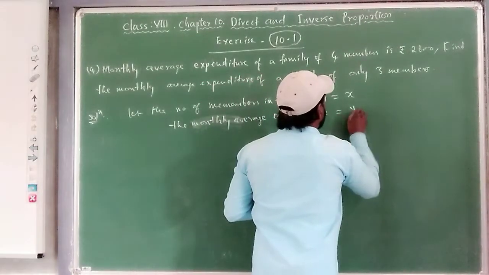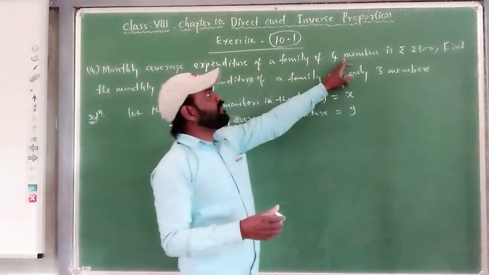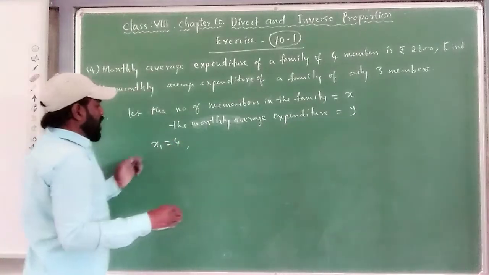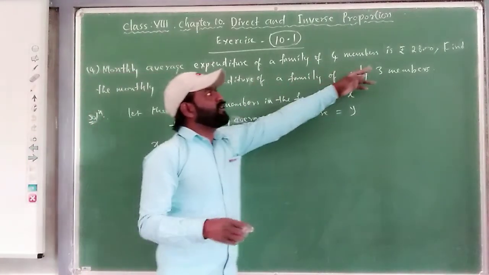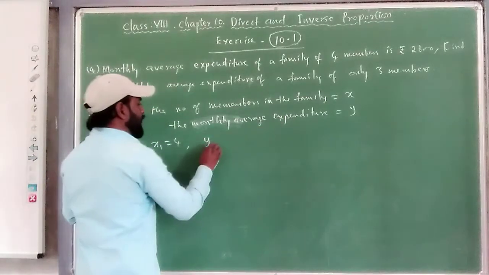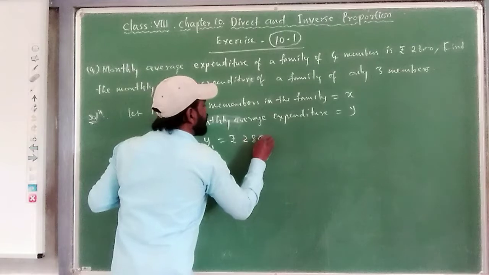You take it as y. So first condition, how many people are there in the family? 4. So x1 is 4. What is the expenditure? 2,800. So that expenditure we are using the variable y. So y1 is rupees 2,800.